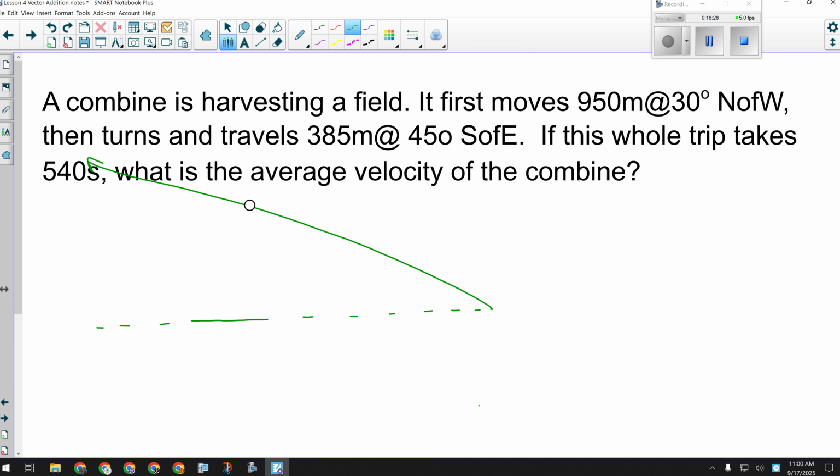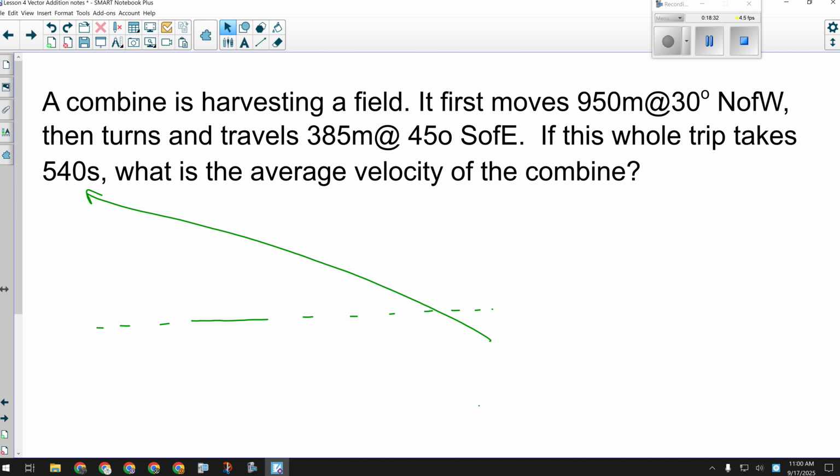Okay, let's just bring that down a little bit. So this will be my 30-degree angle north of west. This will be 950 meters long. This will be y, and this will be x. Now, here's the trick. My next one is 385 meters, but it's 45 degrees south of east.